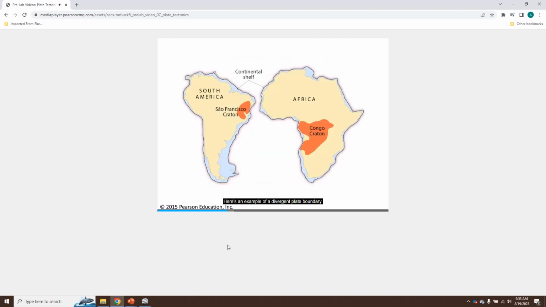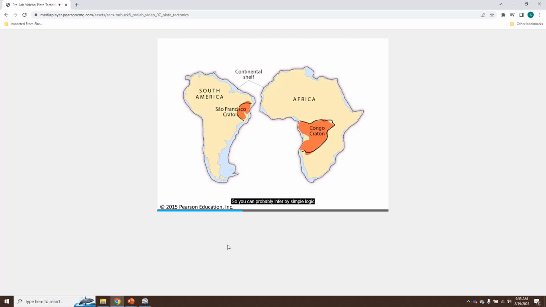Here's an example of a divergent plate boundary. If you look at the continental crust of the continents of South America and Africa, you'll find that both of them have a piece of really old crust called a craton near their middles. All right, the Congo craton and the Sao Francisco craton. This is the sort of evidence that Alfred Wegener looked at when he was deducing the idea of continental drift, that there were these sort of pictures that were only complete when you matched up the puzzle pieces.